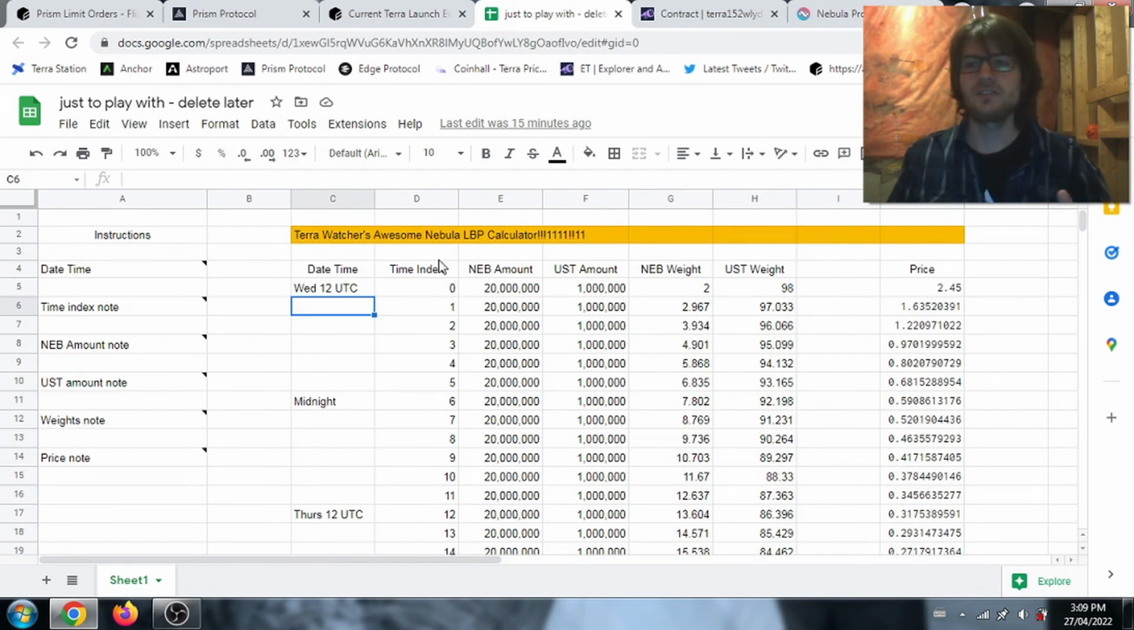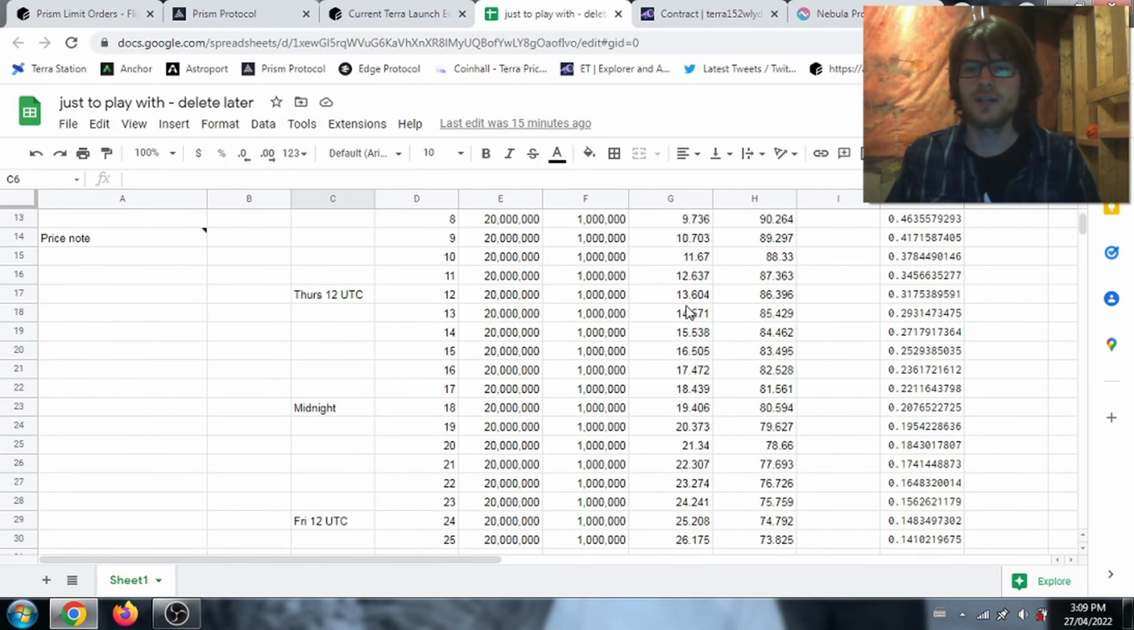And just for the sake of making this chart, I've divided the 120 hours of the LBP period into 60 2-hour periods. That was just arbitrary, just to make this chart. And now we've got the composition, 20 million Neb, a million UST, and these are how the weights are going to change. So the weights are kind of on a fixed course. That's not going to change. I've put down how the weights will change here.